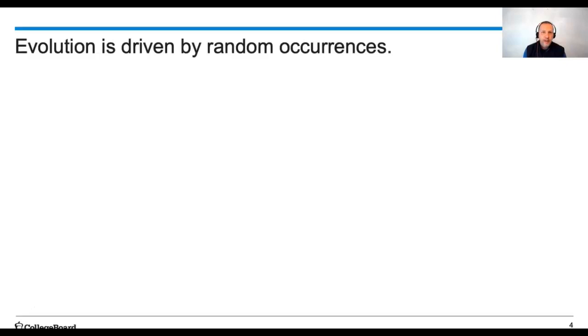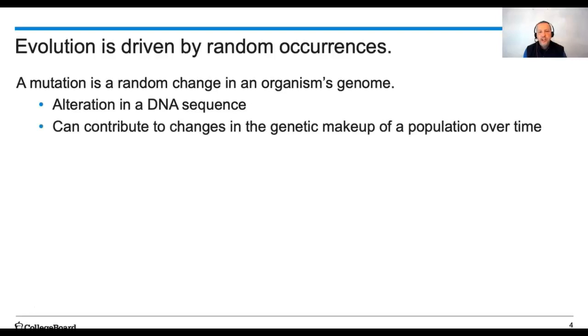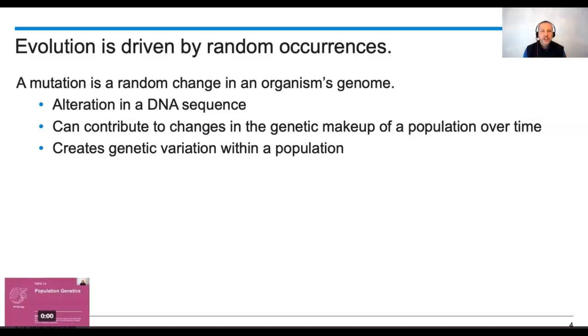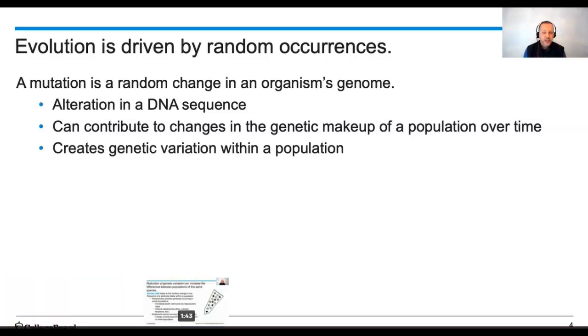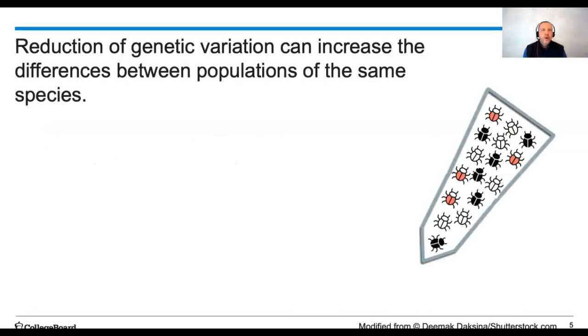Evolution is driven by random occurrences. A mutation is a random change in an organism's genome. It's an alteration in a DNA sequence. It can contribute to changes in the genetic makeup of a population over time. It creates genetic variation within a population and provides new phenotypes that contribute to evolution by natural selection. Reduction of genetic variation can increase the differences between populations of the same species.